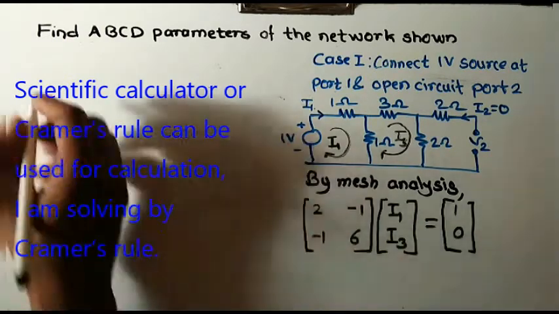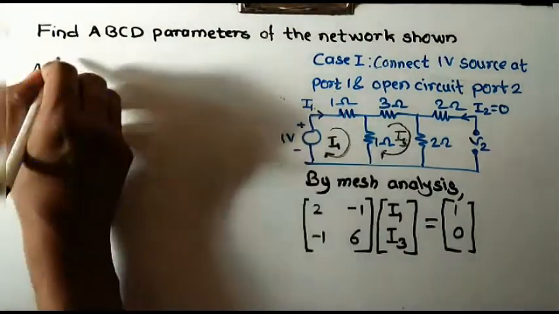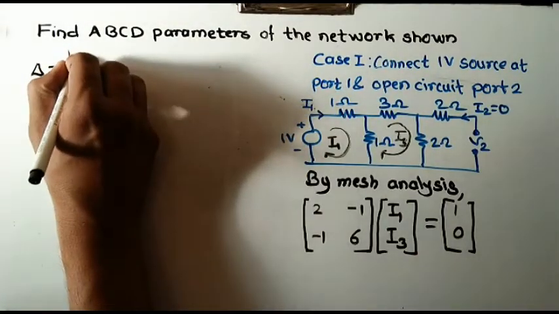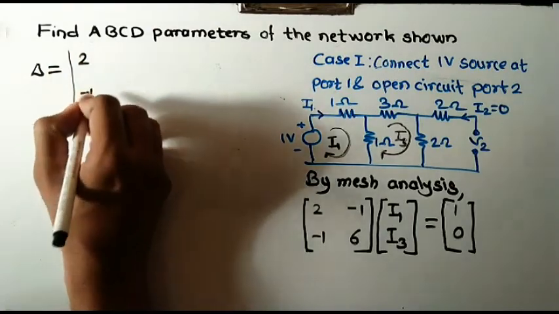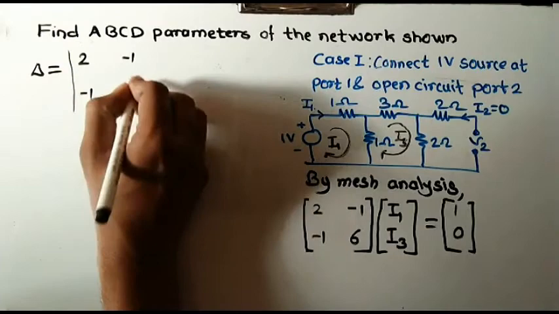Now let us find the value first by Cramer's rule, that is delta. We will find delta here, that is nothing but the determinant of this matrix.